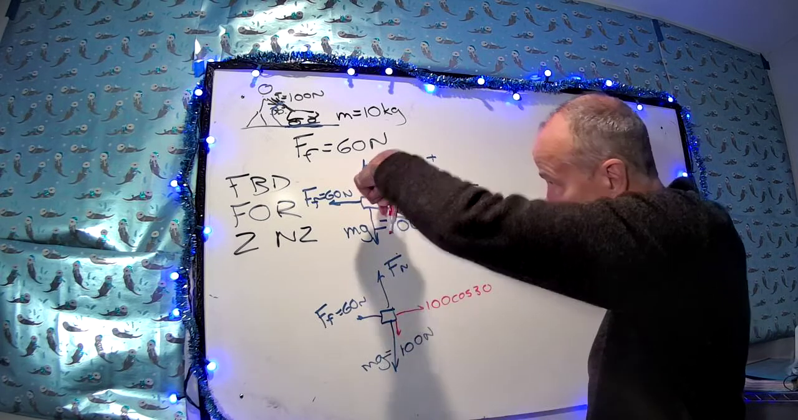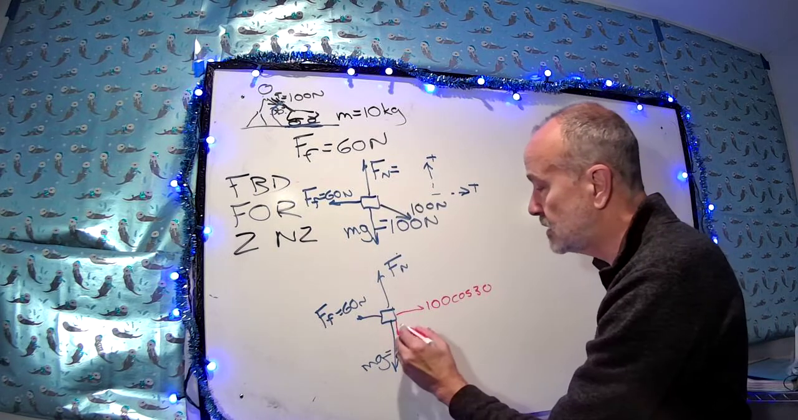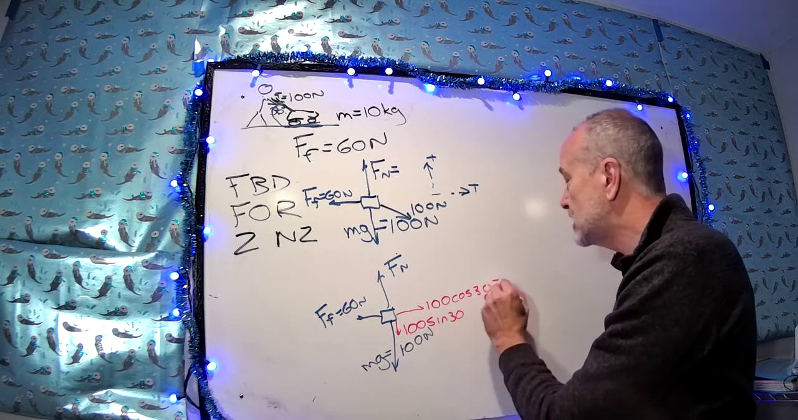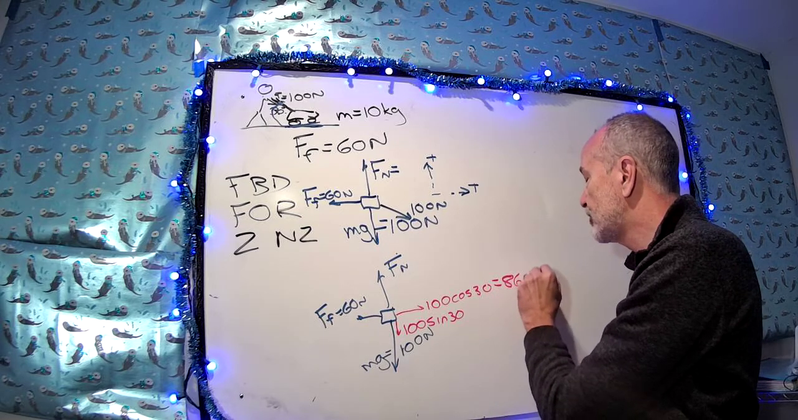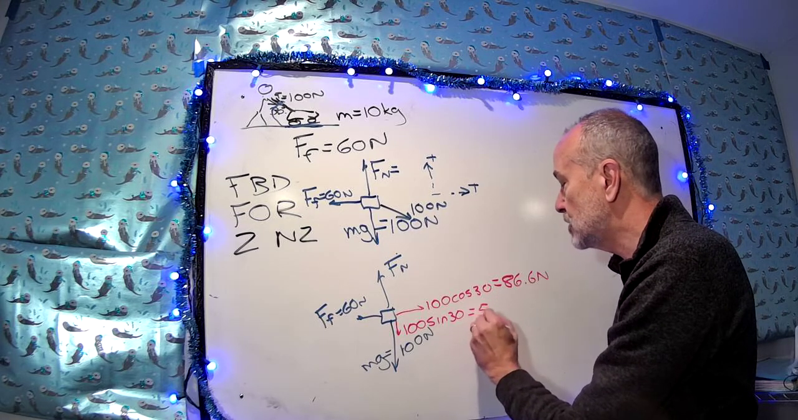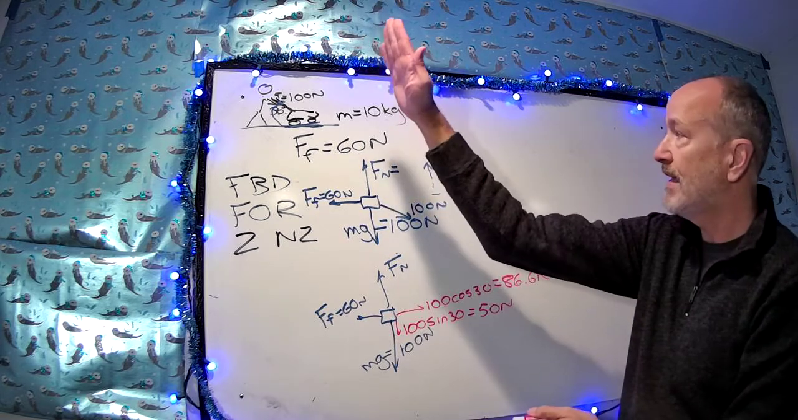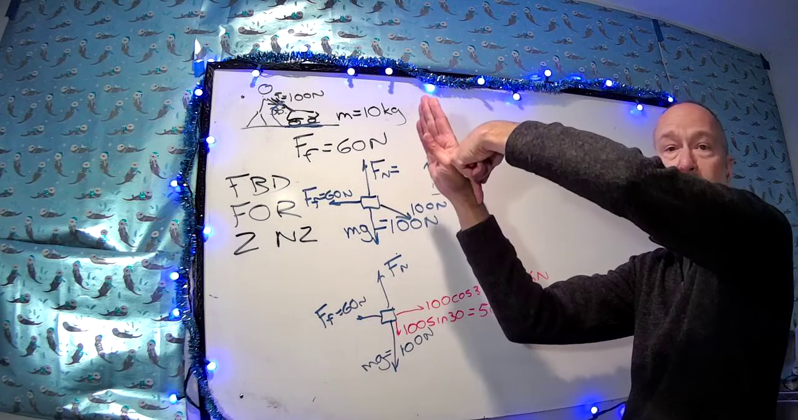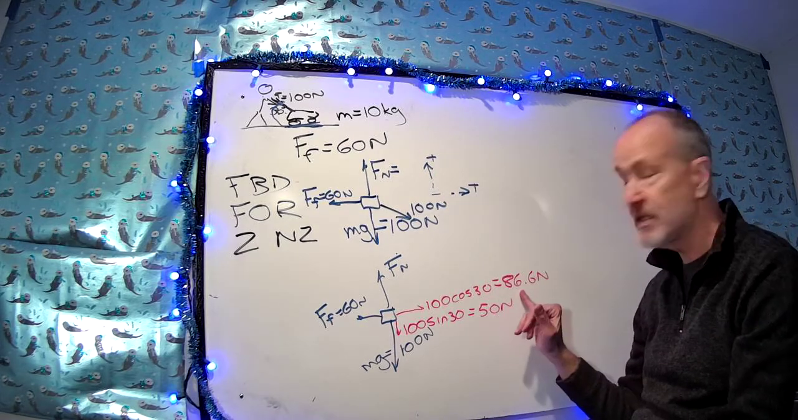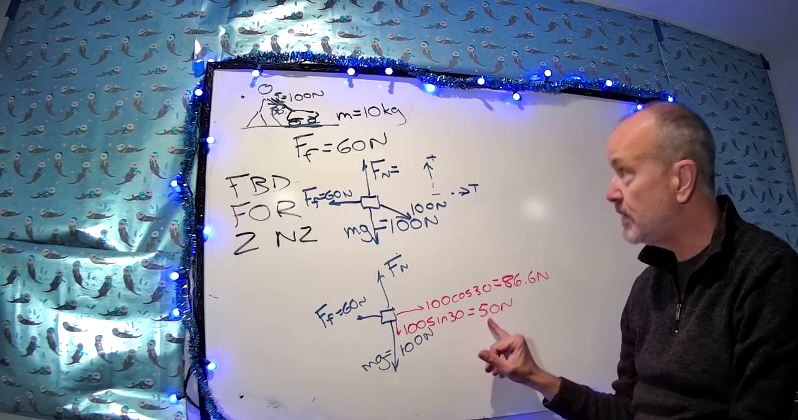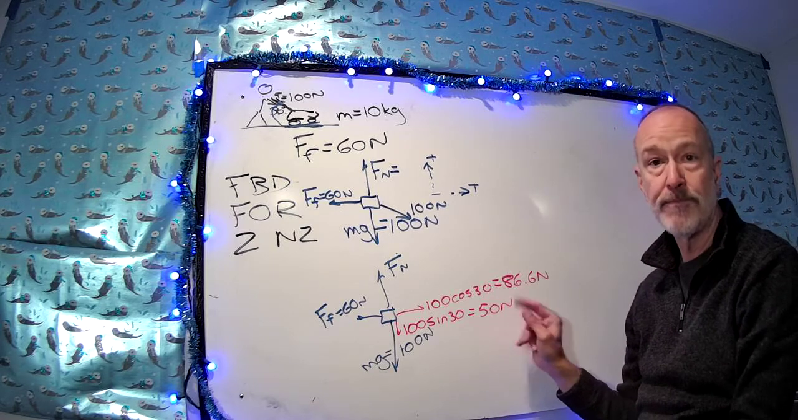And this down, it's down and to the right, so 100 sine of 30. This is 86.6 newtons. This is 50 newtons. Okay. If the handle was like this and I was pushing down at a bigger angle, this would be a bigger number and this would be a little smaller. If I push straight down, this would be 100. This would be 0. Okay?